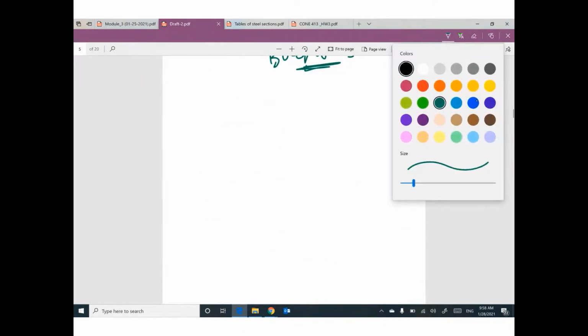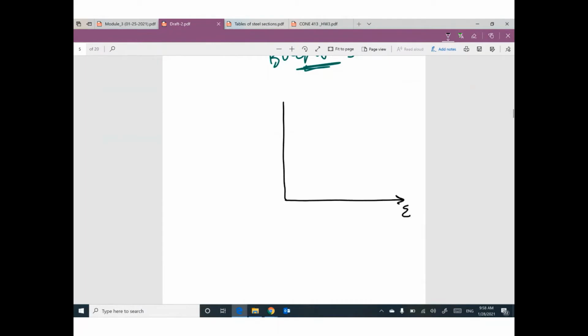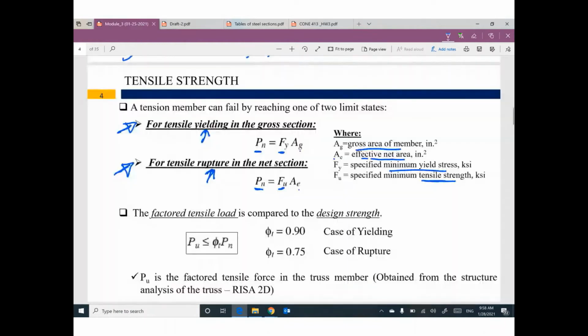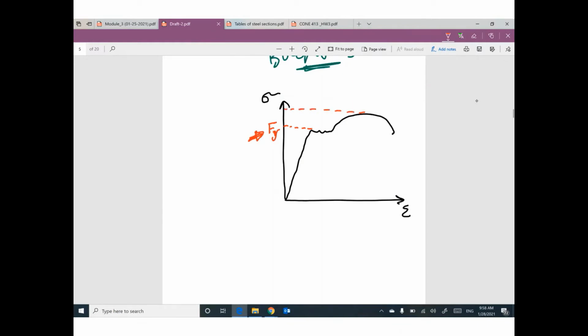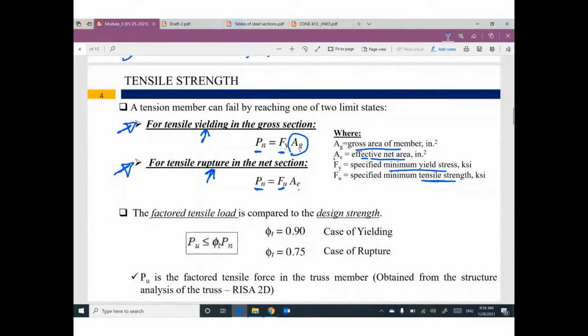I'm trying to give you an update every time. We have something called the stress-strain curve for steel. Do you remember that? Like this. At the end of the linear relationship, we have F yield. If you multiply this level of stress by the gross area, you can find the nominal strength to avoid yielding. And we have another value at the highest level of stress called F ultimate. If you multiply this ultimate stress by the effective net area, you can get the nominal strength to avoid rupture.